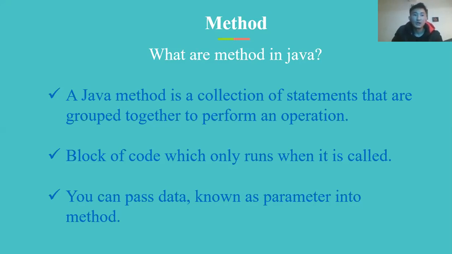So in lesson 02 we learned about variables. What are variables? Variables are nothing but containers that hold a value. There are 3 types of variables: local variables, instance variables, and static variables.